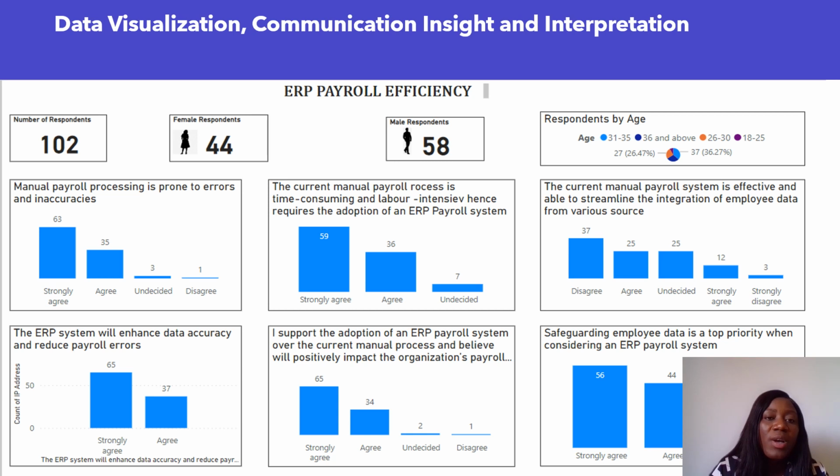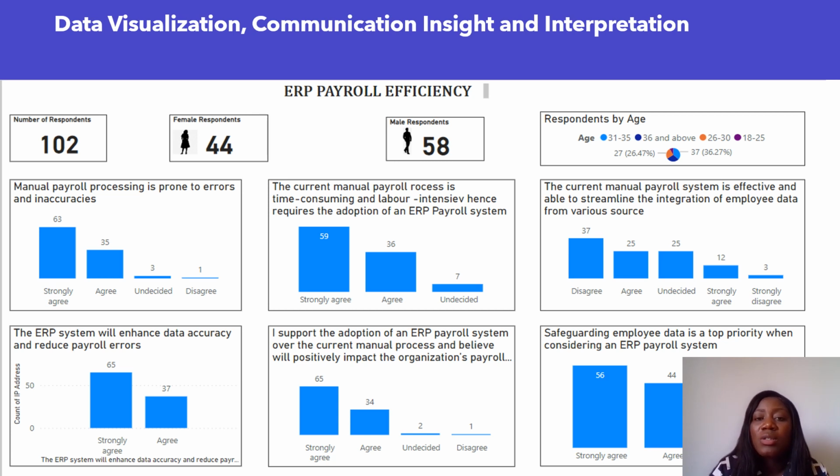One of the questions we have on Qualtrics is: manual payroll system is prone to error and inaccuracy. We have 63% strongly agreed, 35% agreed, and 3 undecided, 1 disagreed, which is a total number of 102 respondents. The current manual payroll process is time consuming and labor intensive, hence requires the adoption of an ERP payroll system. We have 59 strongly agreed and 36 agreed, while we have 7 undecided.